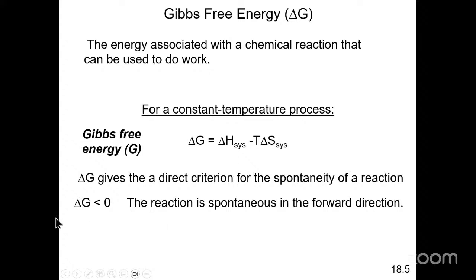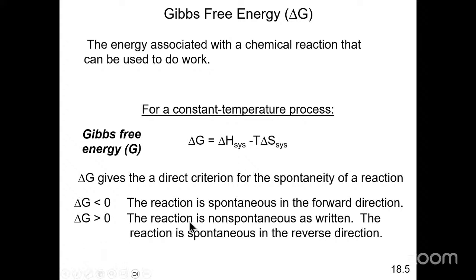If delta G is negative, then the reaction will be spontaneous in the forward direction and non-spontaneous in the reverse direction, all right? If delta G is positive, the reaction is non-spontaneous in the forward direction and spontaneous in the reverse direction. And then we have a third possibility where delta G is equal to 0. If delta G is equal to 0, what that means basically is that the system is in equilibrium. All right? So these are basically the three possibilities that can exist as far as delta G is concerned. And this is how you're going to use delta G to predict whether or not a reaction is spontaneous, right?